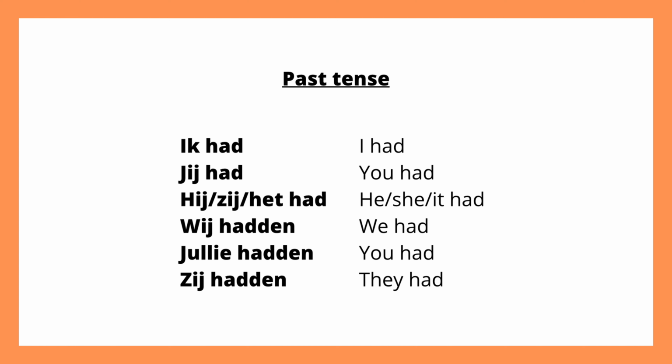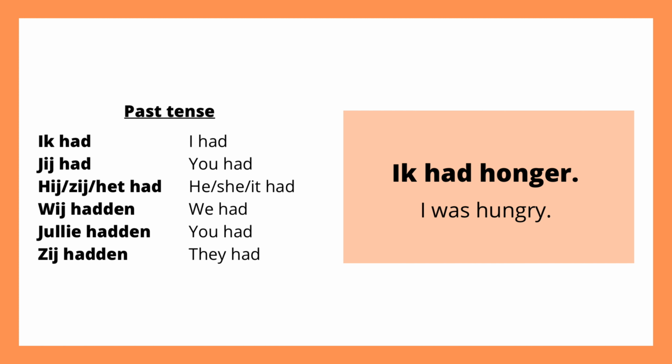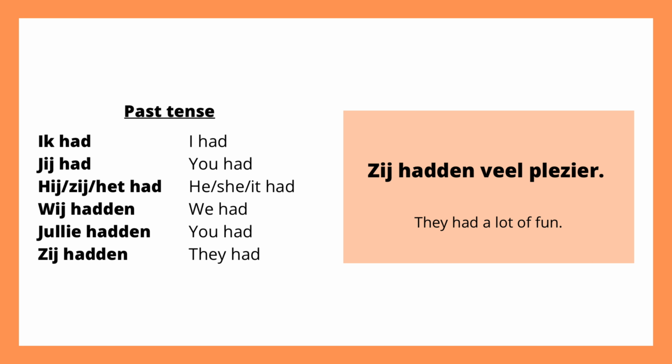Next up is the past tense. This tense is used to describe actions that happened in the past, but don't necessarily have a specific time frame. This is how it conjugates in the past tense. Ik had. Jij had. Hij, zij, het had. Wij hadden. Jullie hadden. Zij hadden. For example, ik had honger means I was hungry. Zij hadden veel plezier means they had a lot of fun.